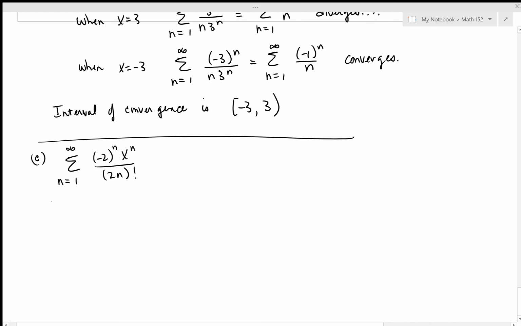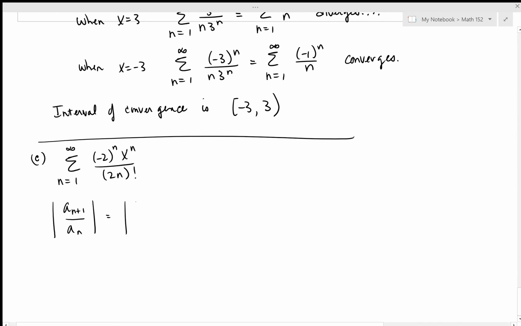I'm going to do exactly what I've done the last several times. Because you've seen me do this twice, why don't you stop the video and form this ratio, do the algebra, take the limit, and see for what values of x this series converges, and then turn back on the video and see if you're right.